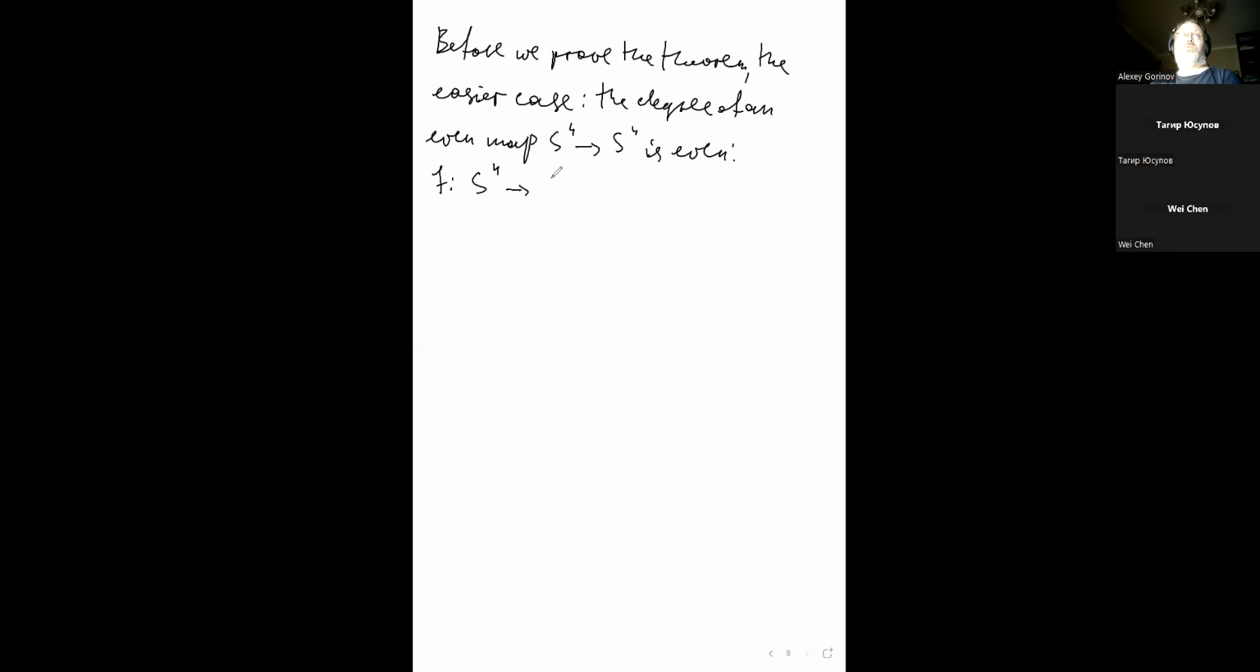Well, let's take an even map from Sn to Sn. Since the map is assumed even, it factorizes as the composition of the map from Sn to RPn, and then some map from RPn to Sn. What do we do? What's the next step?